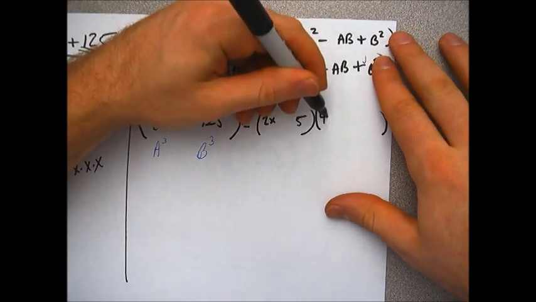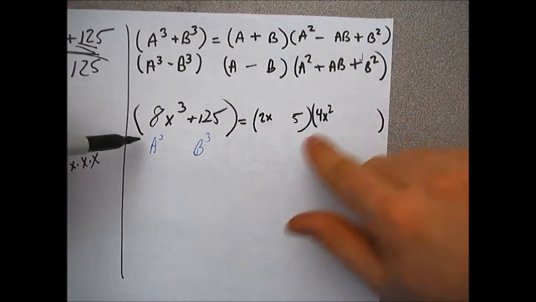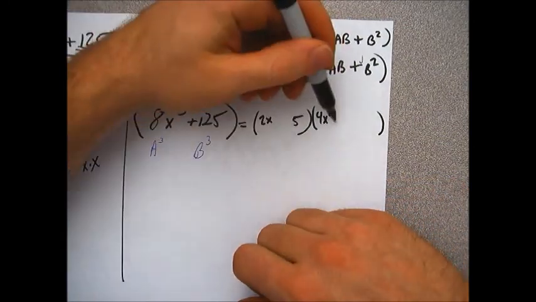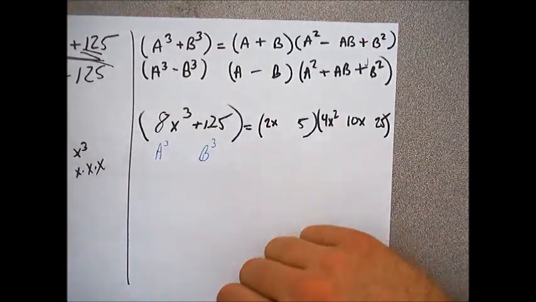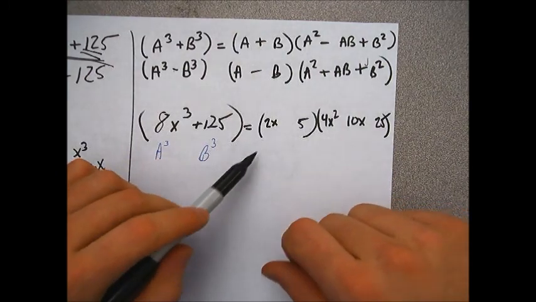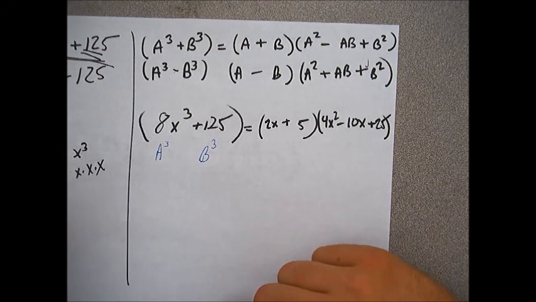Keep going here. How do I get a squared? Square the 2x and get 4x squared. How do I get ab? I take 2x times 5, and that gives me 10x. I square my 5, and that's 25. I want to put my symbols in now. It's a plus, so plus, minus, plus, and you're all done.